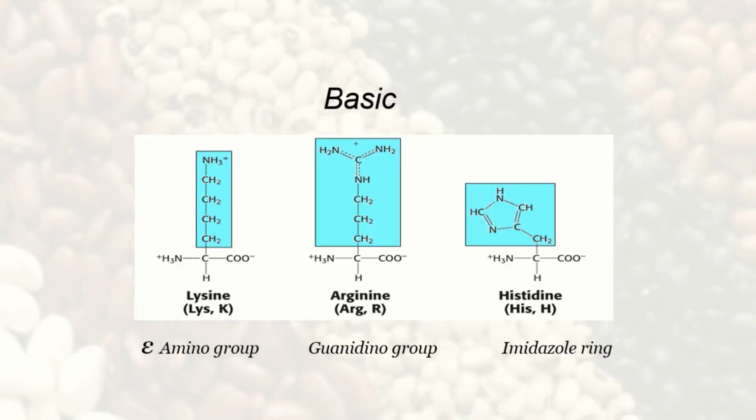Then we have those that are basic. We have lysine, we have arginine, and we have histidine. So this one has an epsilon amino group, that is at carbon number 6. 1, 2, 3, 4. Carbon number 5, sorry. This is epsilon. Remember we were naming them alpha, beta, gamma, and delta. Then epsilon. Then we have a guanidino group here.